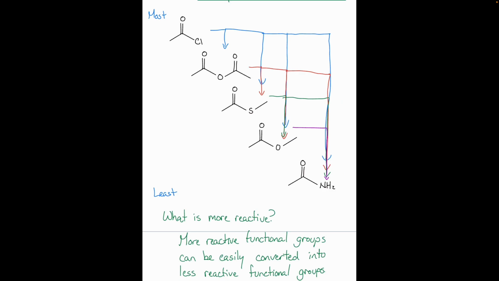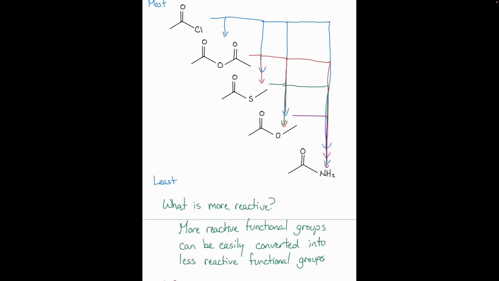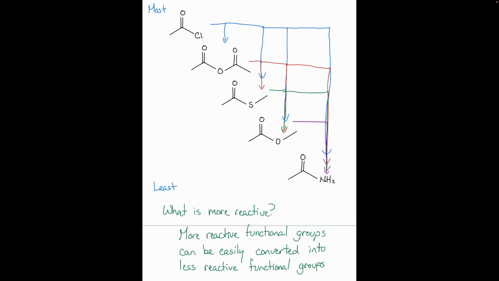So first of all, if I was going to start a synthesis, which one of these functional groups would I want to start with? Right, those are the ones that I can turn into anything else. So absolutely, that's going to be the one that we want here. So now we answered the what. Let's think about the why. Why is it that an acyl chloride would be so much more reactive than, let's go to the other extreme, the amide here?